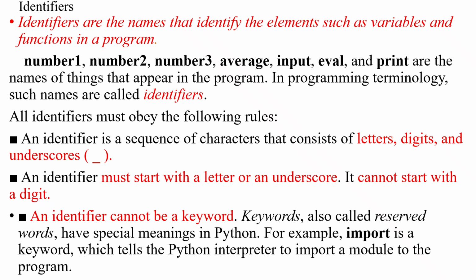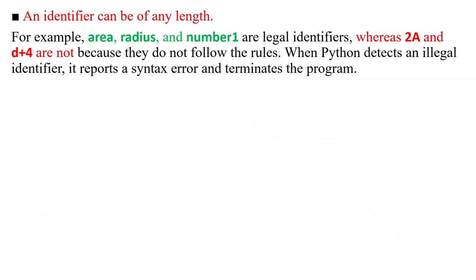For example, import is a keyword which tells the Python interpreter to import a module to the program. An identifier can be of any length, for example, area, radius, and number one are legal identifiers, whereas 2a and d plus 4 are not valid identifiers because they do not follow the rules.